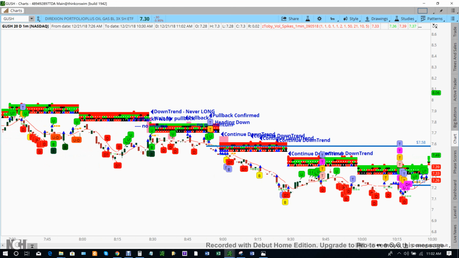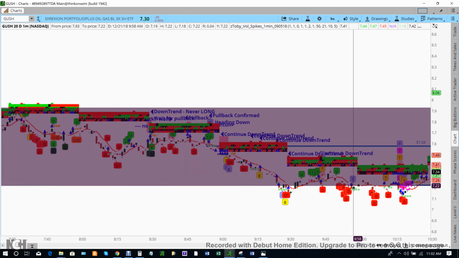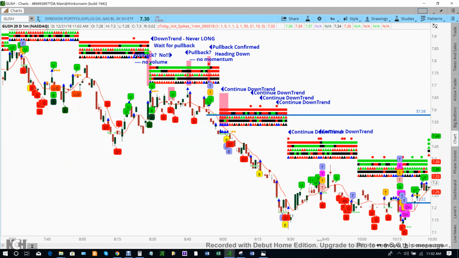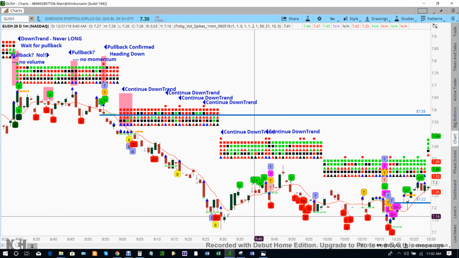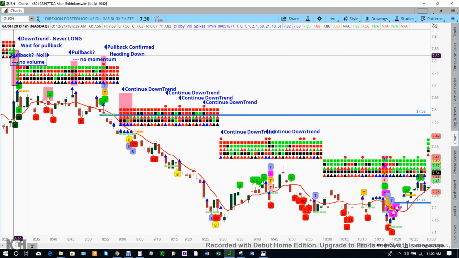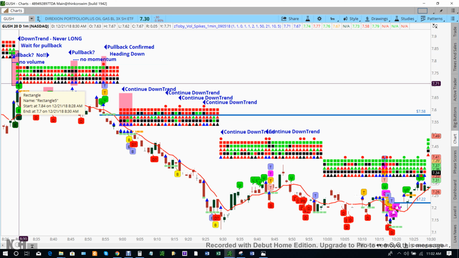Okay, that's where I'm looking to go. Yeah, that's it. We got the whole trade in there. Okay, blue triangle here and blue to there. That's our trigger point. That's where we think about getting in.